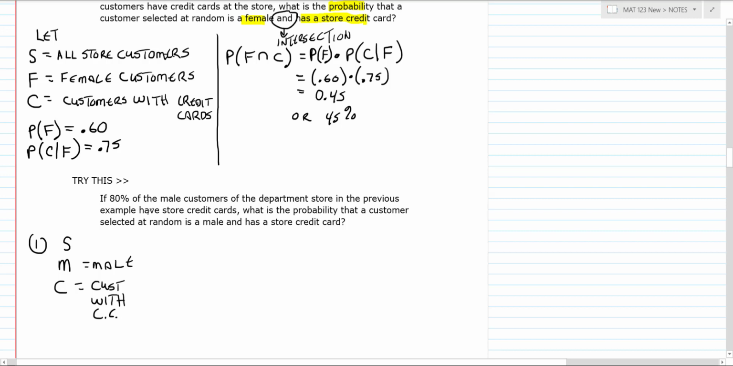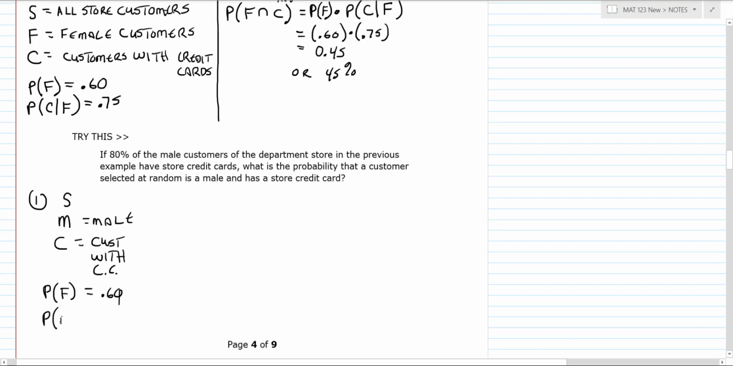Okay, so what you want to do on this is first of all, the probability of female is 60%. So you want to figure out the probability of being male. I'm just going to help you think through how to start this problem. The other thing you need to figure out is the probability that they have a credit card given that they're a male. So you're going to need to figure those two things out.